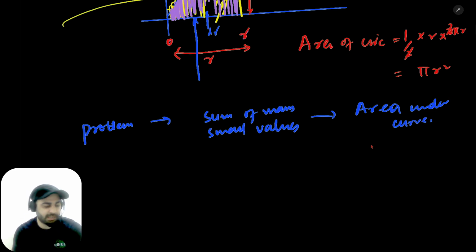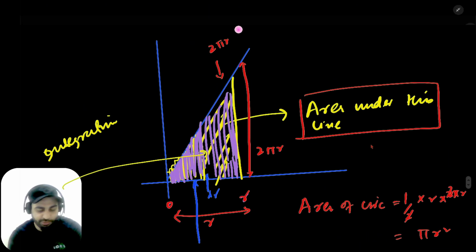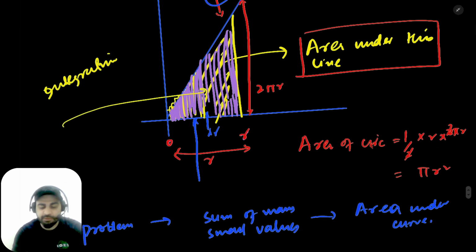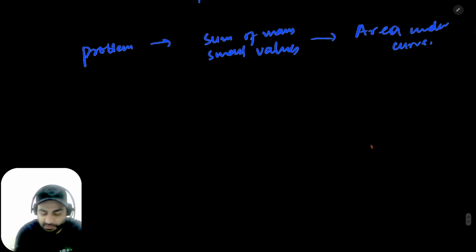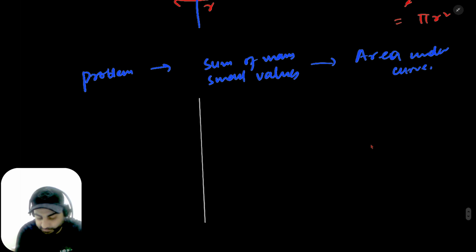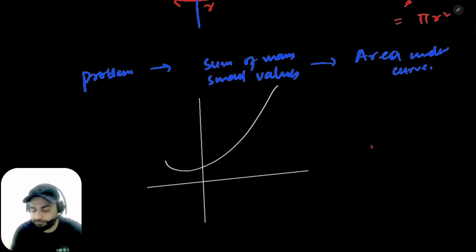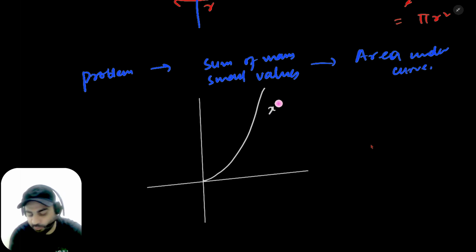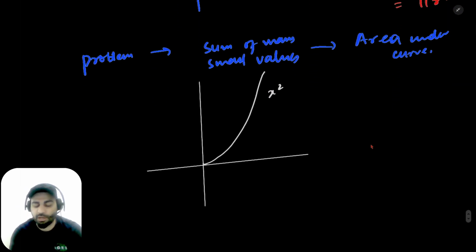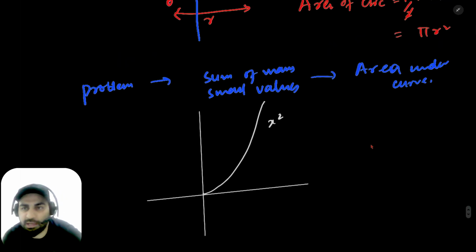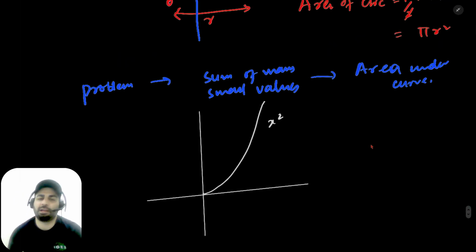Now the question is that here we have a simple curve, we have only 2 pi r. But this curve can be even different. Let's suppose it can be like this. Or if we talk of a parabola, this can be like an x square curve, and we need to find the area under this x square. That's why this concept of calculus started.